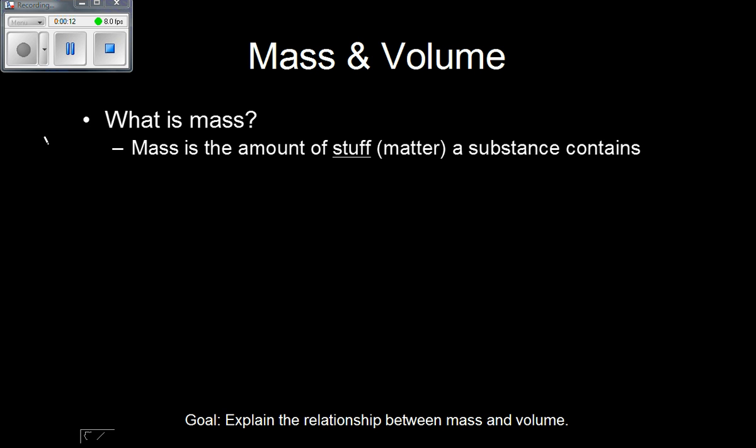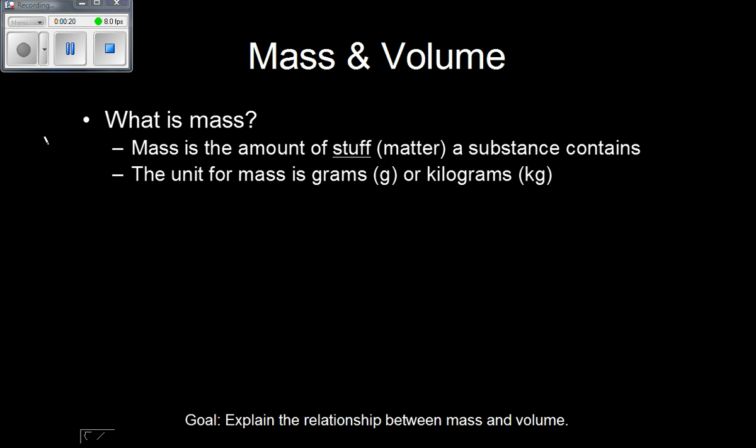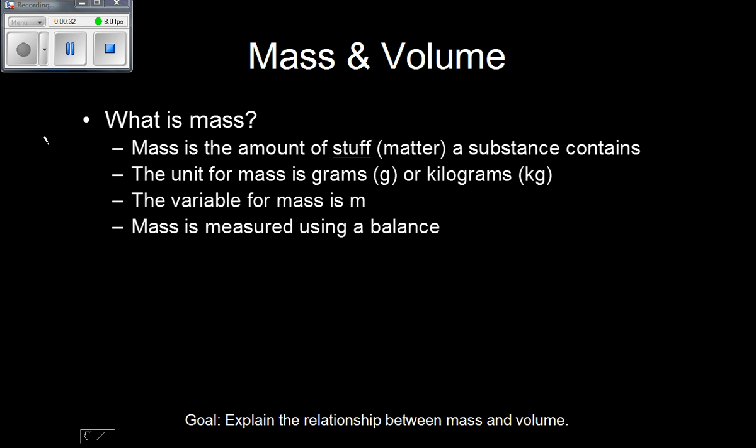Mass is the amount of stuff or matter that a substance contains. This means we're looking at how many atoms or molecules of that material the substance contains. The unit for mass is some form of grams. We'll usually use grams in our class, however, kilograms or other units are also acceptable. The variable for mass is a lowercase m, and we measure it using a balance.